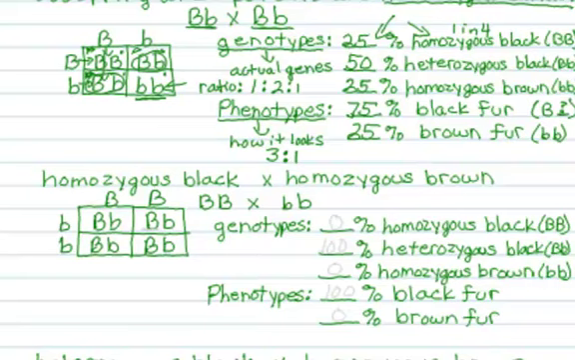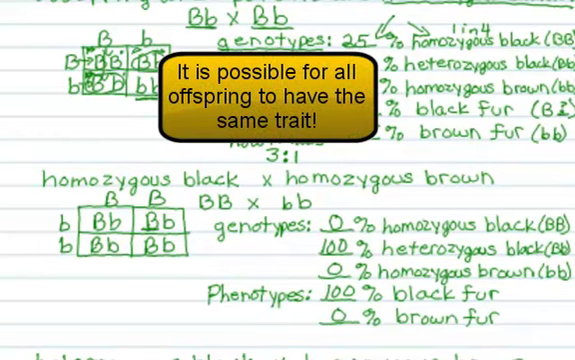So the number that are homozygous black, 0. Heterozygous black, big B, little b, well, they all are, so that's 100%. And homozygous brown, little b, little b, that's 0. Since they all have a capital B in them, they're all going to be black, so that's 100%, and 0% are going to be brown. So with that particular cross, all the babies are going to be black.